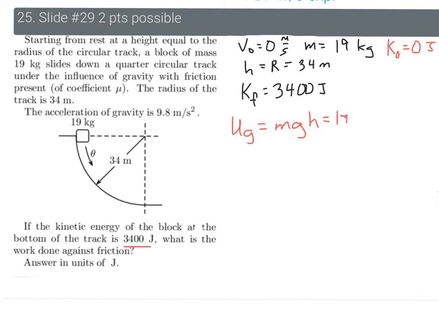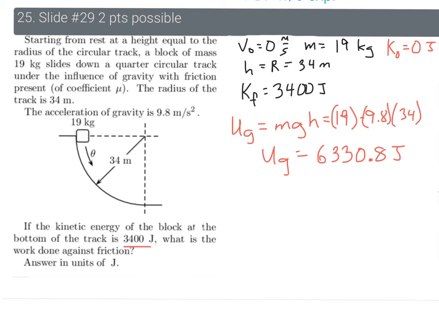My mass being 19 times 9.8 times my height being 34. And so if I do that calculation, 19 times 9.8 times 34, I'm going to get 6,330.8. So that's how much energy we start off with at the top, but that's not how much energy we get at the bottom.